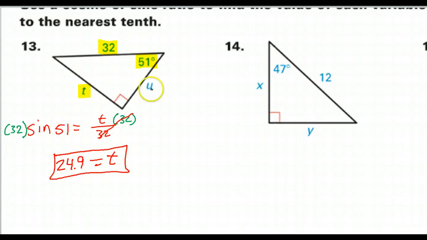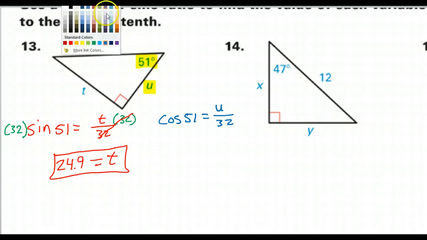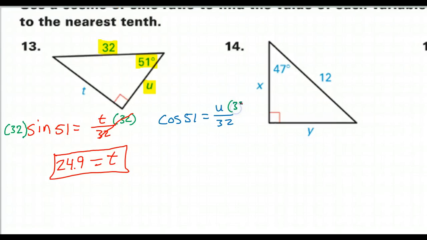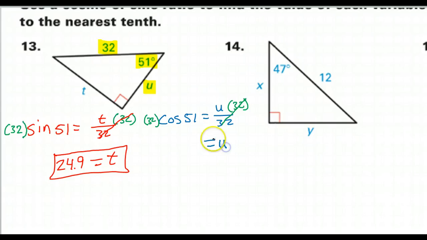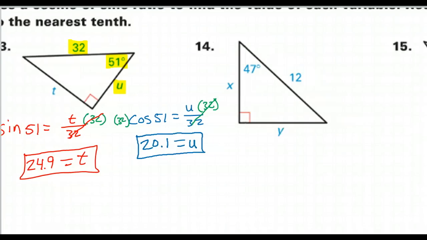Now, if I want to find u, what will I do? u is the adjacent leg, so that's going to be the cosine function. So I will go cosine 51 is adjacent over hypotenuse, so that's u over 32. Again, to get u by itself, I will multiply by 32 on both sides. That gets me u equals 32 cosine 51, that's 20.1. All right, that's number 13.